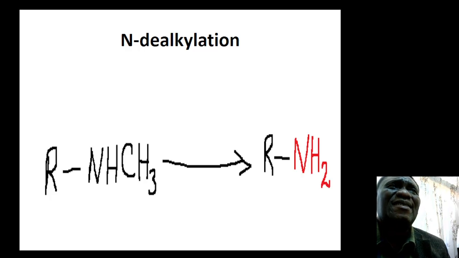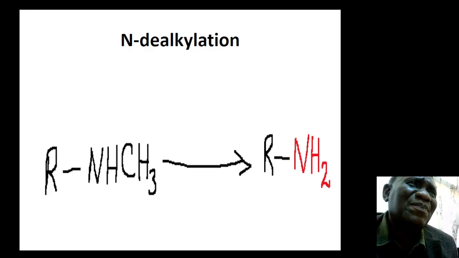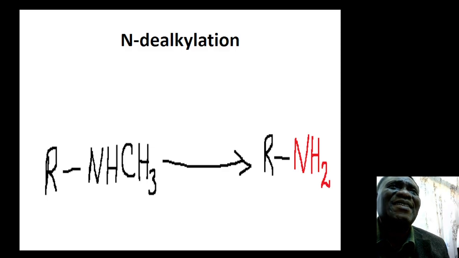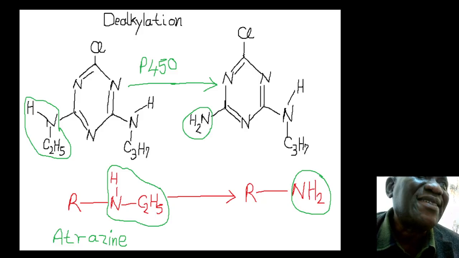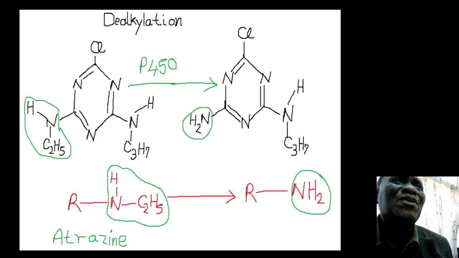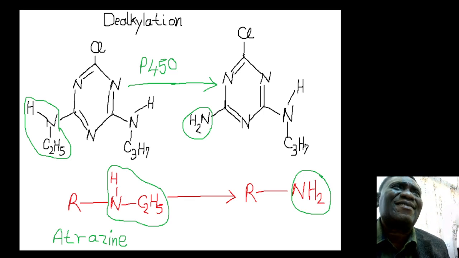In dealkylation, you need that component R, which is joined to NHCH3. That component can be removed during N-dealkylation, and you remain with RNH2. And this can happen to atrazine, where you have on top there, on the top left, an N attached to C2H5. A simplified version is on the bottom in red, where you can change it to NH2.